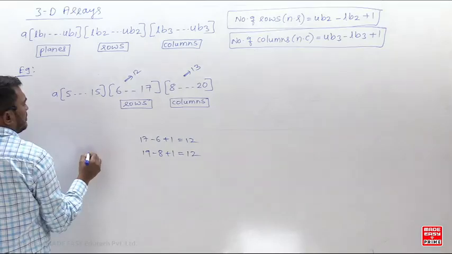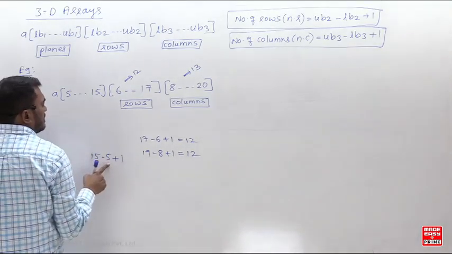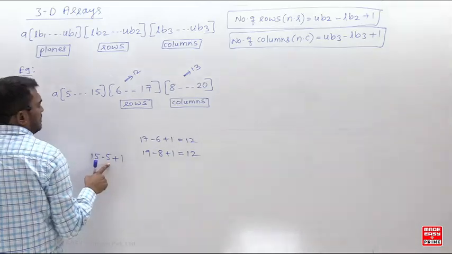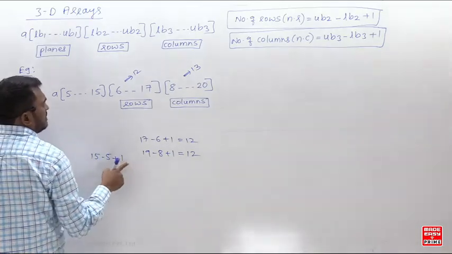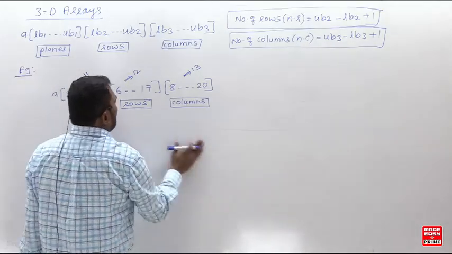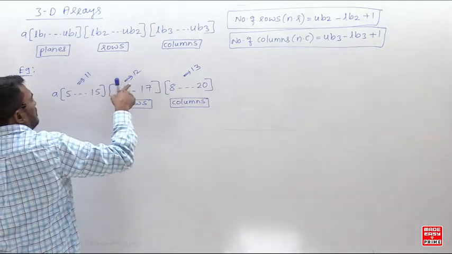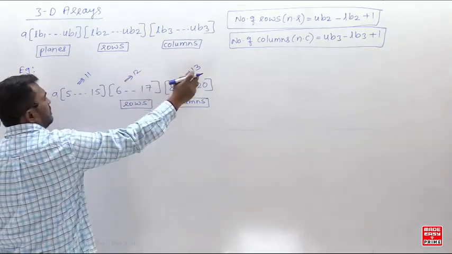So 5 to 15, how much is coming? 15 minus 5 plus 1. 15 minus 5, 10. 10 plus 1, 11. So this is 11. Now this is fine. So this one is 11. 11 2D arrays, each of size 12 into 13.